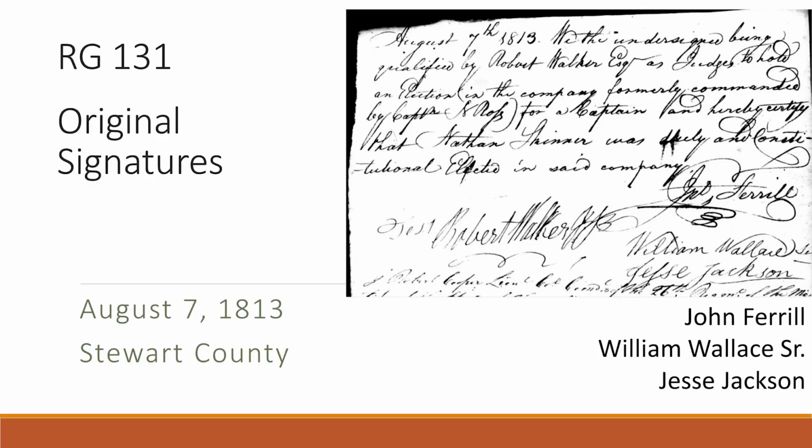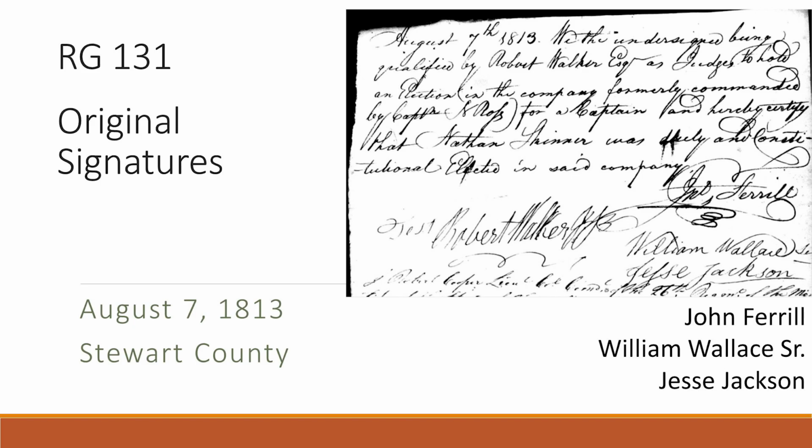Another type of document that I love in this record group 131 are the certifications themselves. This is a list of people who are certifying an 1813 election where Robert Walker, who was the local justice of the peace, had appointed these 3 men to conduct an election for the company formerly commanded by Captain N. Ross, and that Nathan Skinner was the winner of that election. But I love these original signatures. These are the signatures of the judges. So these were not people serving in the militia. These were just men of repute in the county certified to be the election judges.